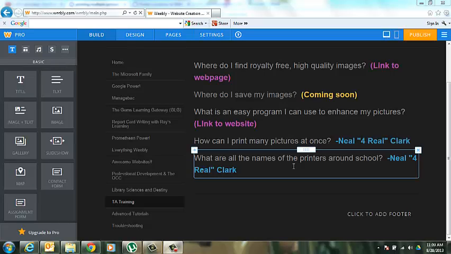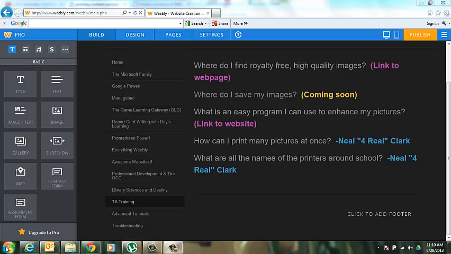My name is Neil, and the question for this session is, where do I save all the images that I find on the internet? And there's two locations that you can save at this school. One is the K drive and one is the S drive. So I'll give you an example of what I mean by that.